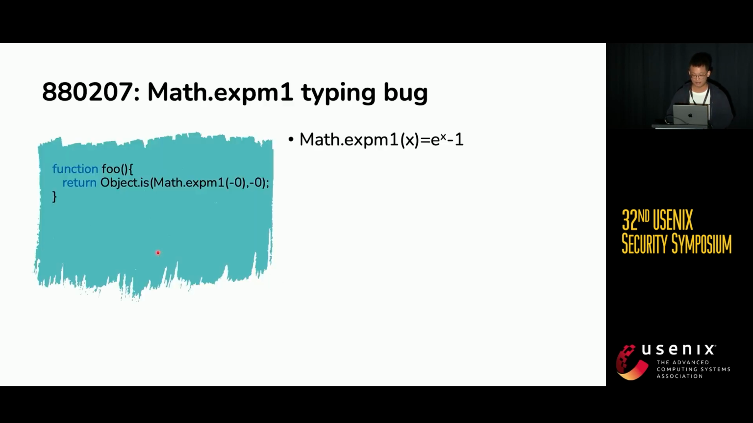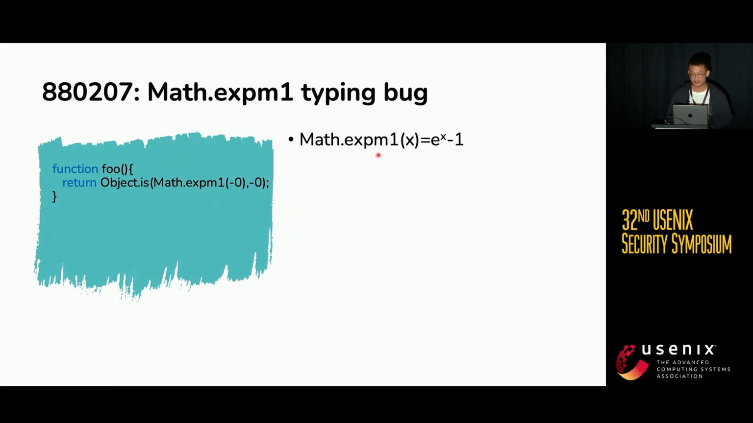Well, to answer this question, they dive into a particular bug in Chrome V8. This bug is a typing error related to the API Math.expm1. This API basically accepts a parameter x, and it first calculates the exponent of x, and then subtracts 1.